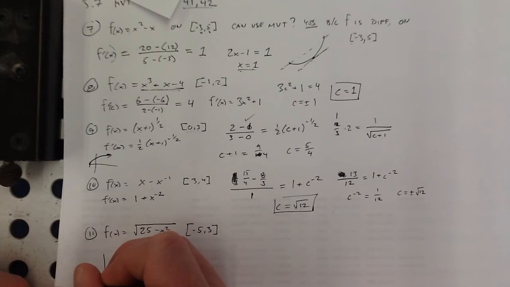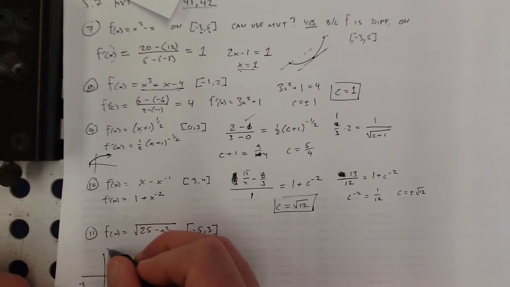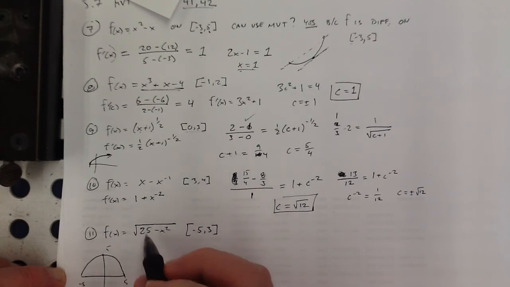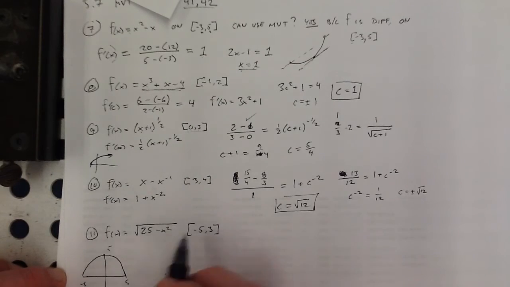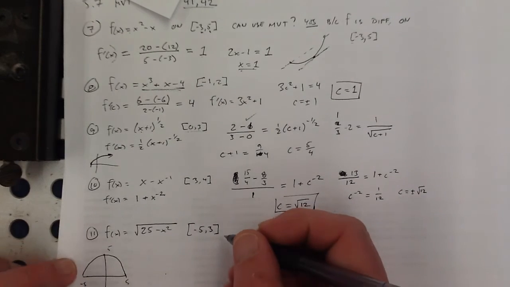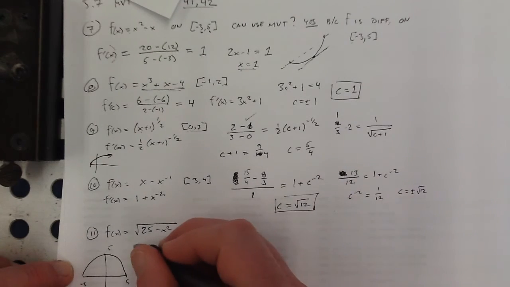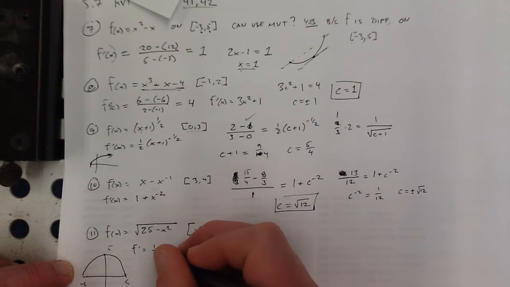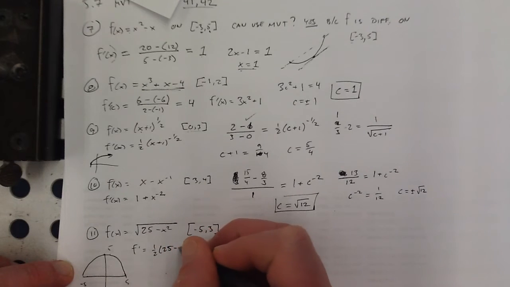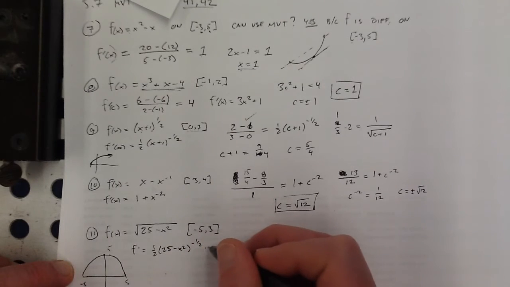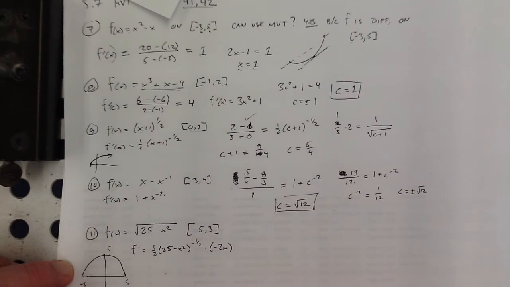Okay, welcome back. It's the top half of a circle with radius 5. If that was a 1, then it would be the top half of the unit circle. That's an important one to recognize. It comes up, and then goes back down again, in fact. So let's see, f prime is equal to 1/2 times 25 minus x squared to the negative 1/2 times the derivative of what's inside. All right, that's a little messy.